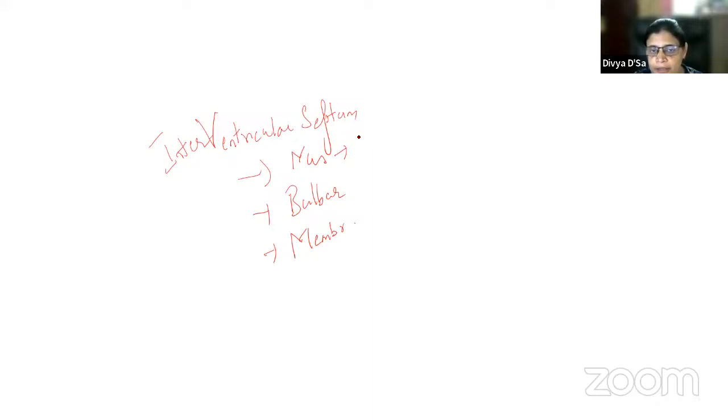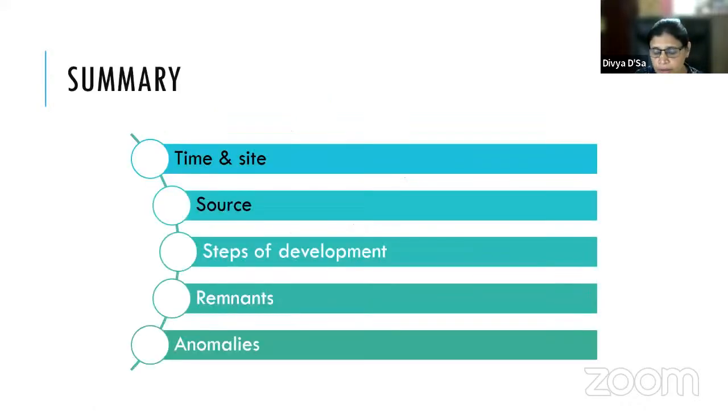So the muscular part will develop from the floor of the primitive ventricle. The bulbar part will develop from the bulbar ridges, okay? Right and left bulbar ridges. The membranous part will develop from the bulbar ridges as well as the right AV cushion. Okay, so these are the important things which you should know. These are the source for the development. So these are the headings which you should remember, under which you need to write the answer.